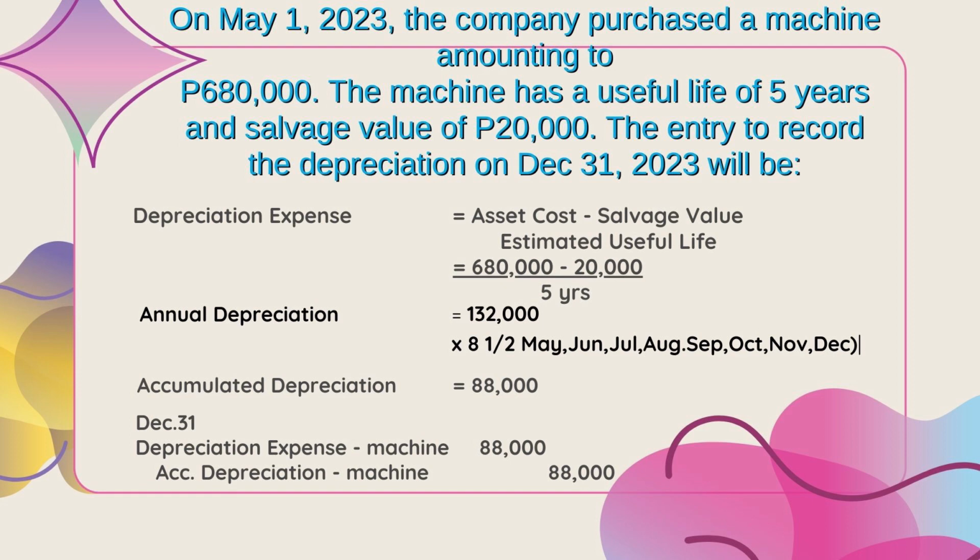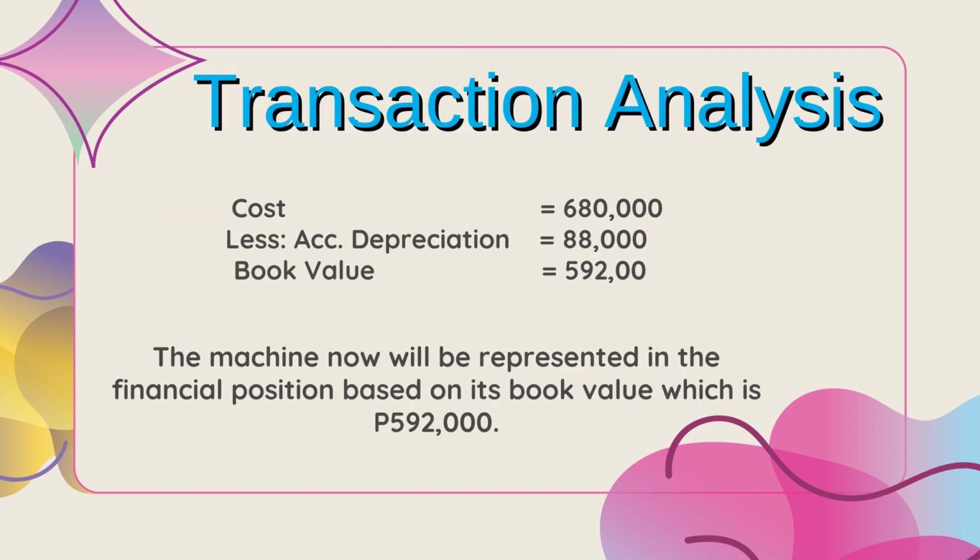Now we have to record the adjusting entry. So on December 31, we have to debit the depreciation expense, machine 8,000, and then credit the accumulated depreciation, machine of 8,000. Okay, so let's analyze the transaction.